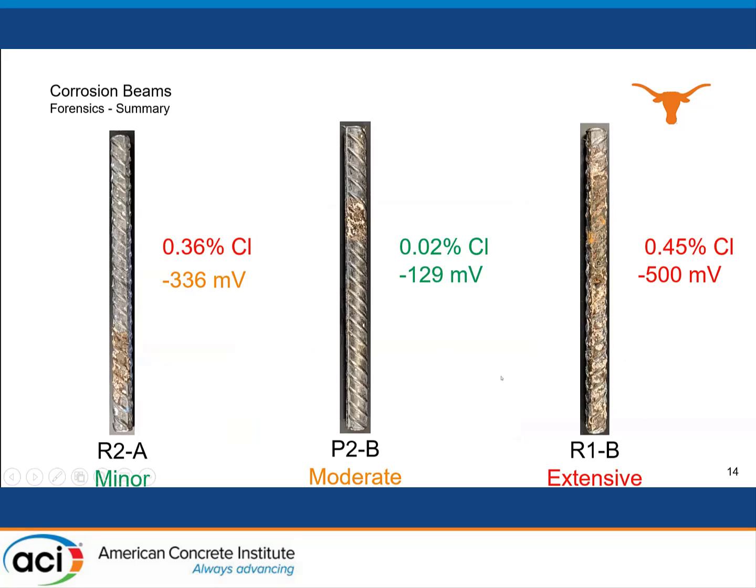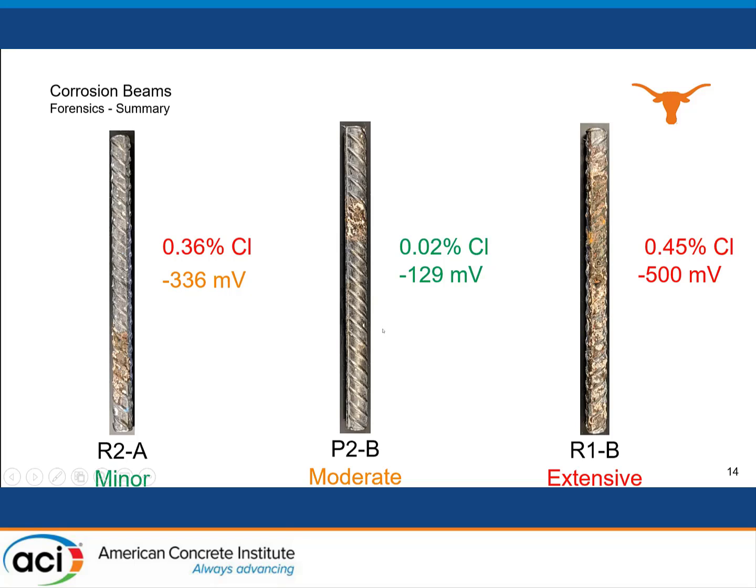Up next, I have some forensic evaluation of the bars that we pulled out from that top reinforcement, and this is more to show just how difficult it can be to evaluate corrosion. Sometimes when you have extensive, visible corrosion on a bar, it's easy to see that you have a high chloride content and you have a very high voltage in terms of half-cell potential. So in this case, it's 3 strikes.